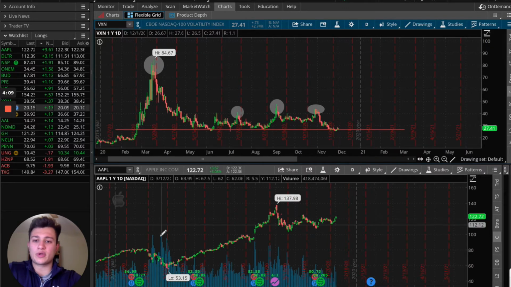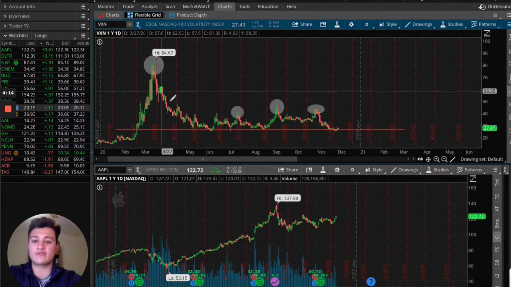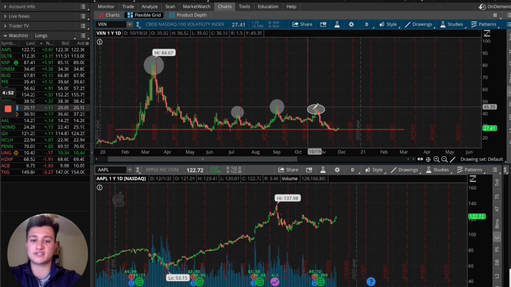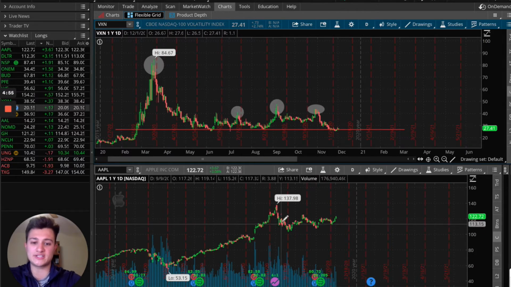When you look at the bigger picture, you can see that stocks in general, like Apple, tend to go up as volatility falls or if it's just pinned at a low level like this. And then on the other hand, where there are spikes in volatility, especially in these spots that I've circled, you can see that Apple has pretty significant pullbacks.